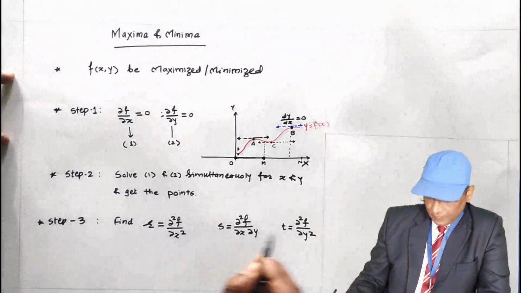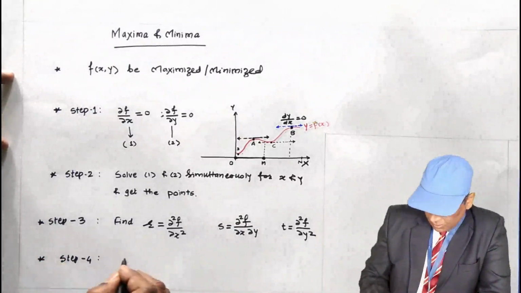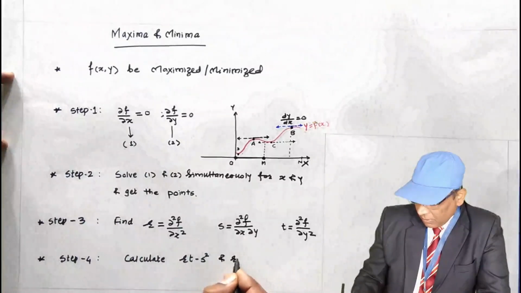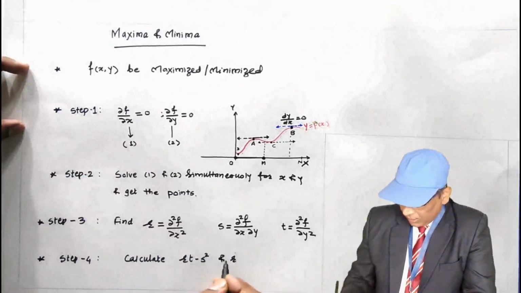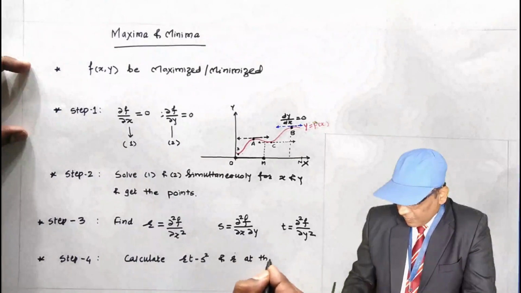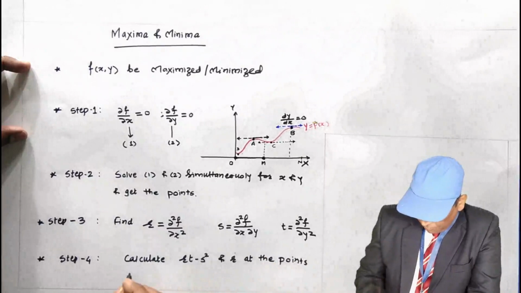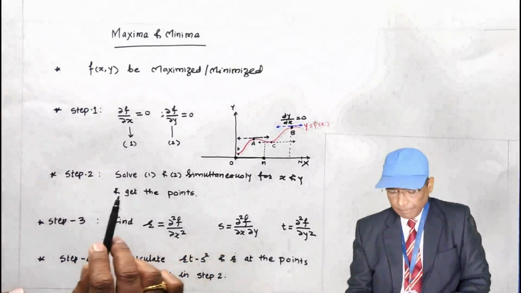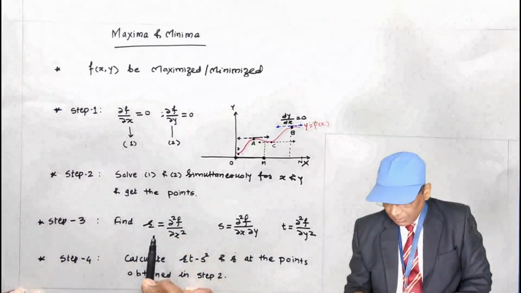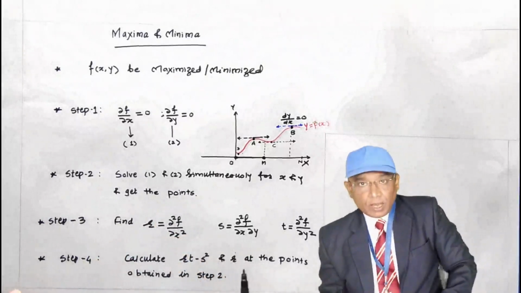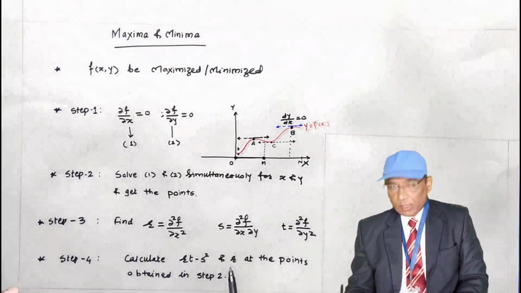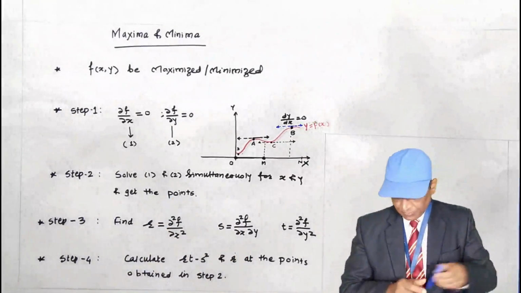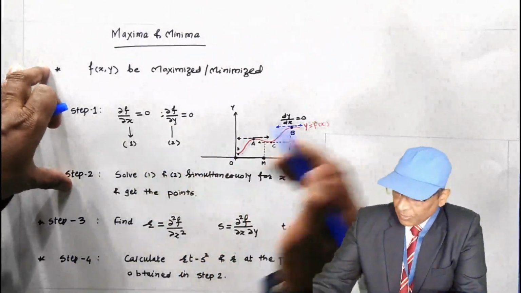Now, after finding r, s and t, calculate rt minus s square and r at the points obtained in step 2. Okay, in step 2 we get some points, and at all those points we have to calculate the value of rt minus s square and the value of r. And the nature of the values of rt minus s square and r at different points will decide the maxima and minima of the function.